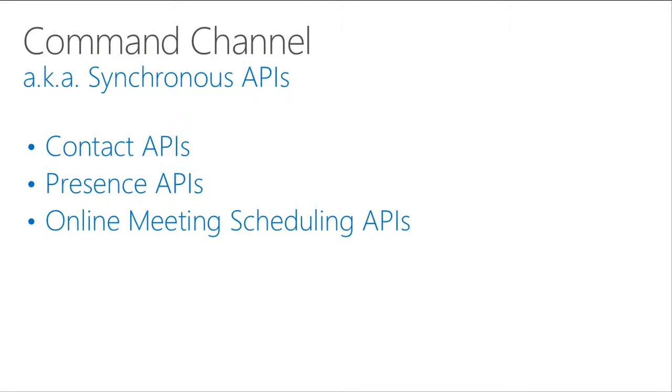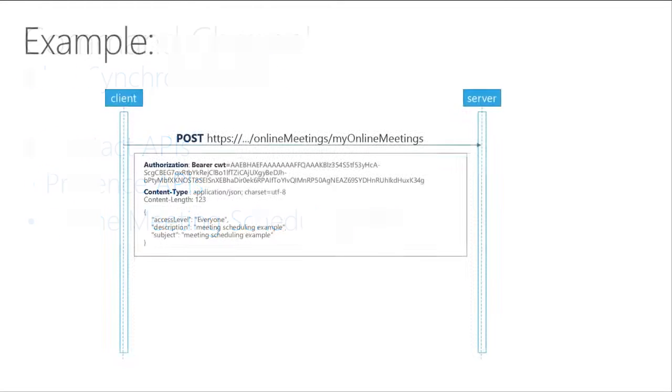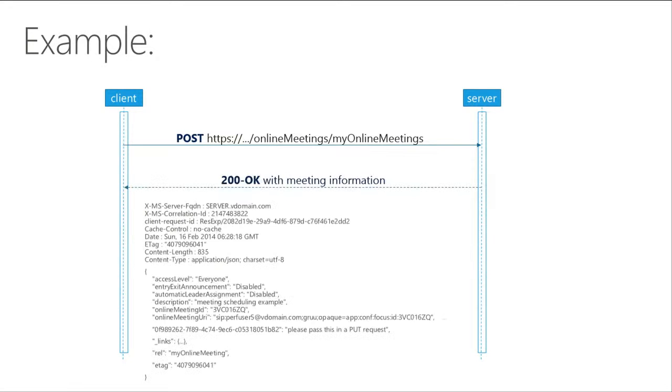So this is how the flow goes. You do a POST to online meetings with the parameters you want to create, like, hey, this is my subject, this is the access level I want the conference to be created with, and we give back 200 OK with the meeting information, right? There was nothing you had to wait for in the event channel. So this is a pure synchronous, command channel API.